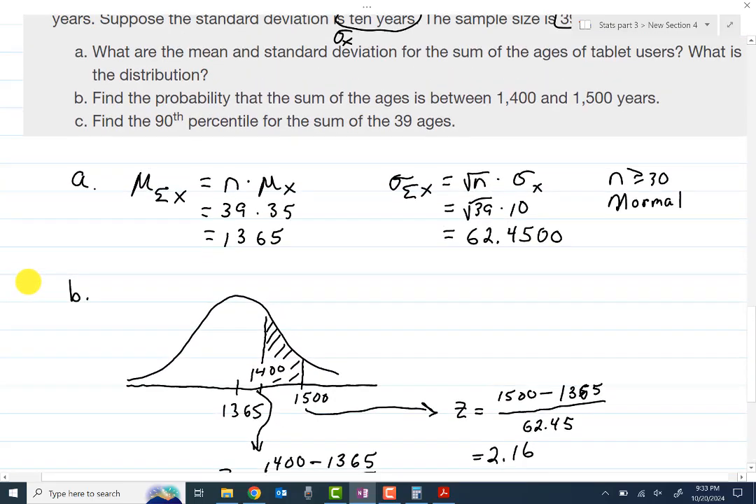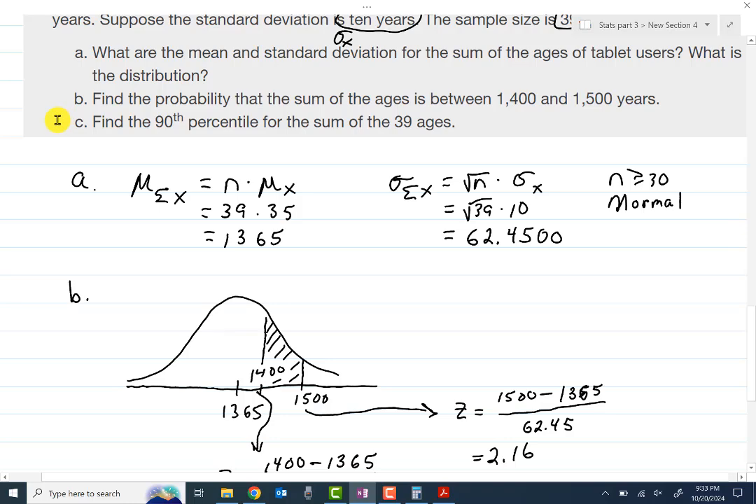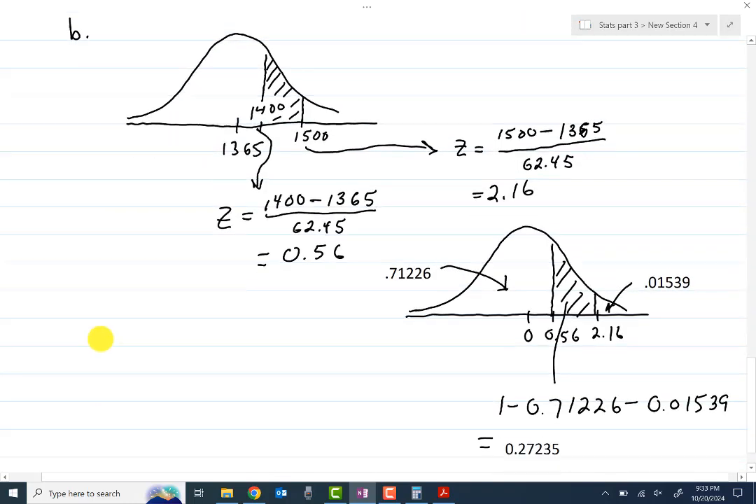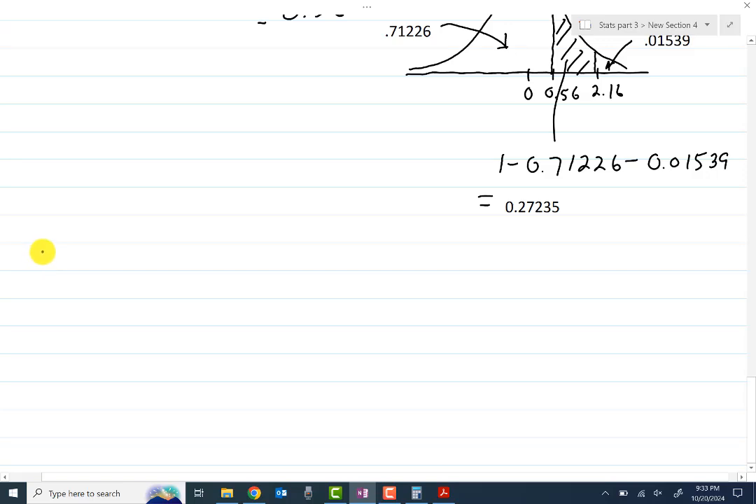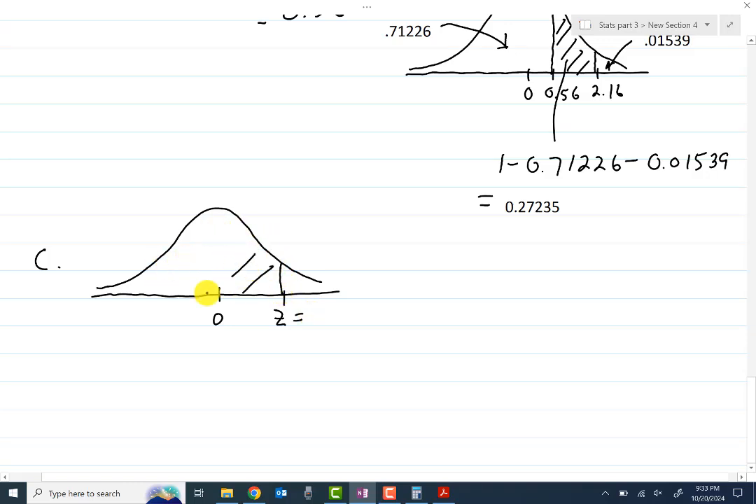I believe there was a part C to this question. Here it is right here. Find the 90th percentile. So this one you start sort of in the reverse. So we'll start first with this. We don't know what the z value is, but I do know that there's 90% of the area here. So we want to go in there and look at closest we can get to 0.90 in the table.